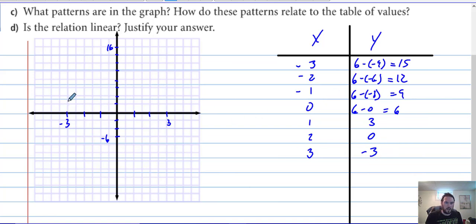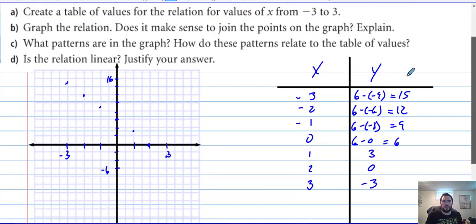So -3 up to 15, -2 up to 12, -1 we're going up to 9, 0 up to 2, 4, 6. At 1, we're going up to 3. At 2, we're at 0. And then finally 3, we're at -3 right there. All right, perfect.